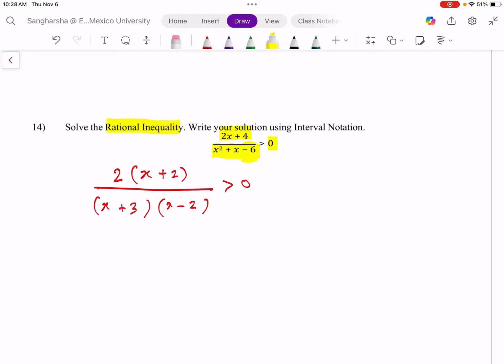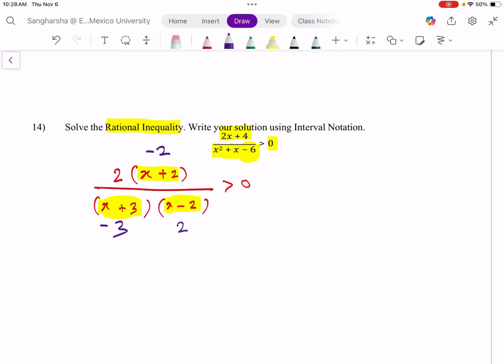Now we find the zeros for each factor. For what x value is this factor 0? Negative 2. For what x value is this factor 0? Negative 3. And for what x value is this factor 0? Positive 2.